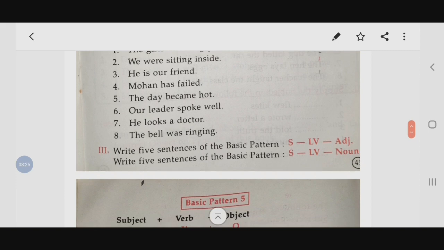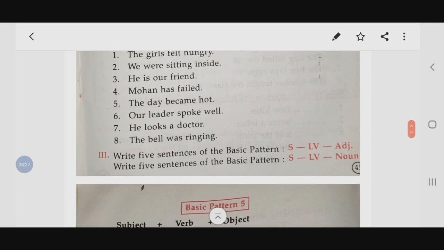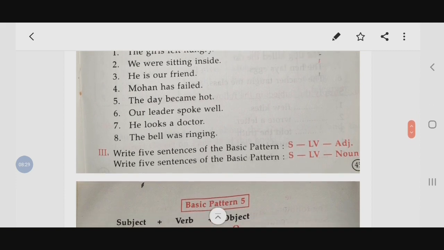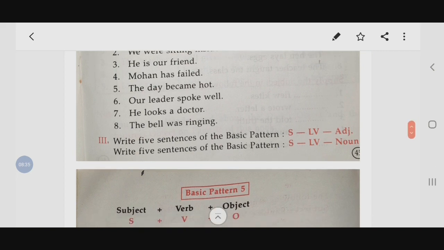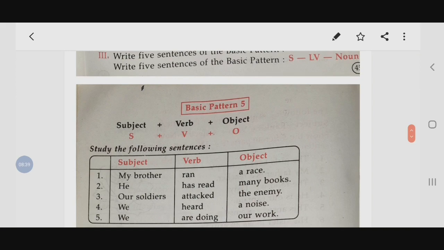I have discussed it in detail in the previous video on verbs. You can go to the playlist section and watch. I have discussed it in detail. Next, basic pattern 5, subject verb object, SVO.